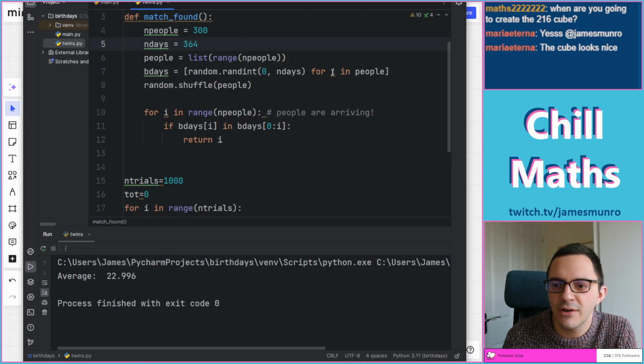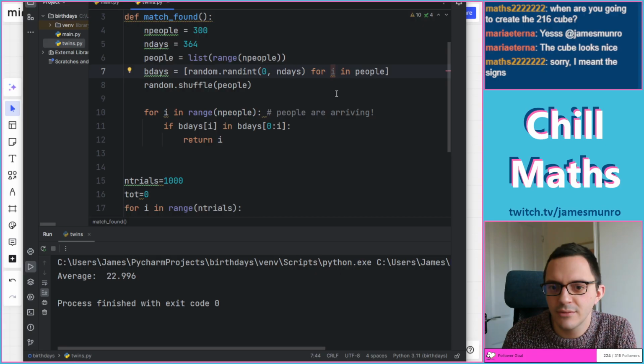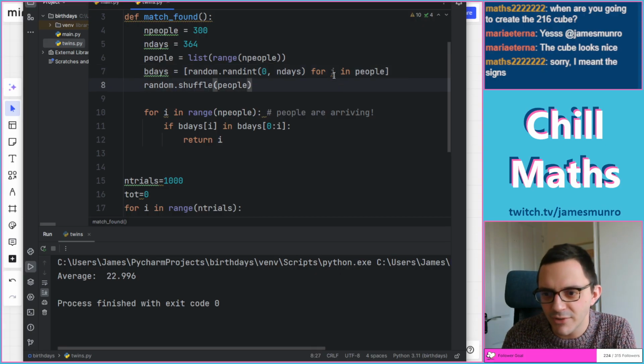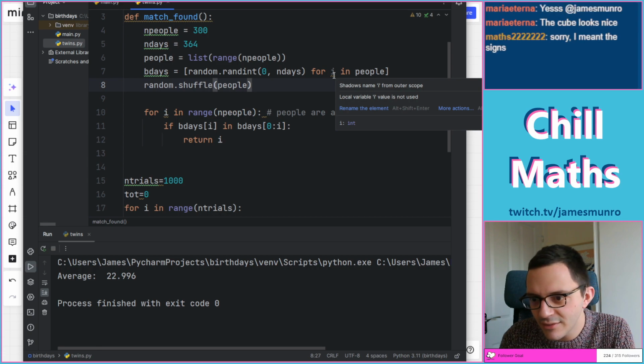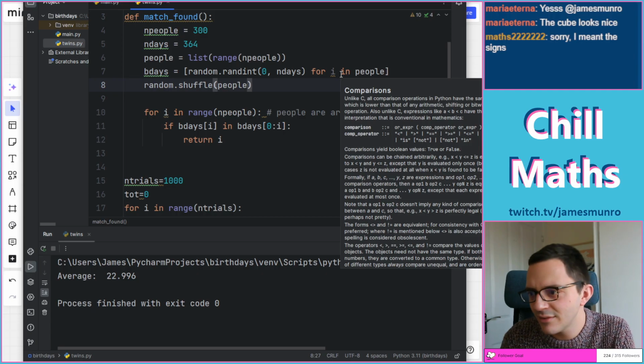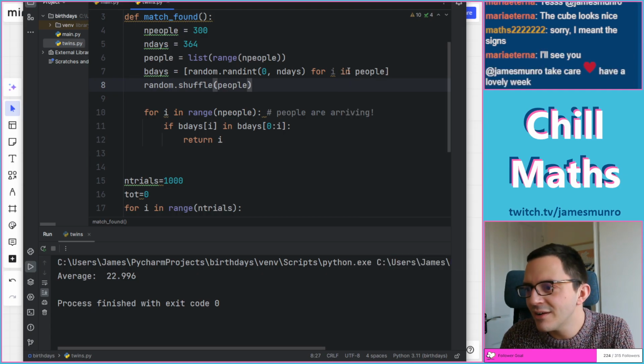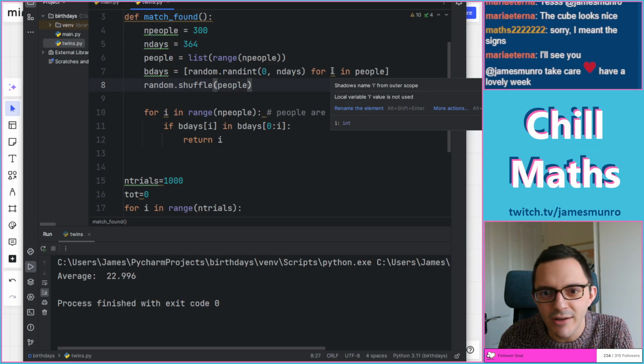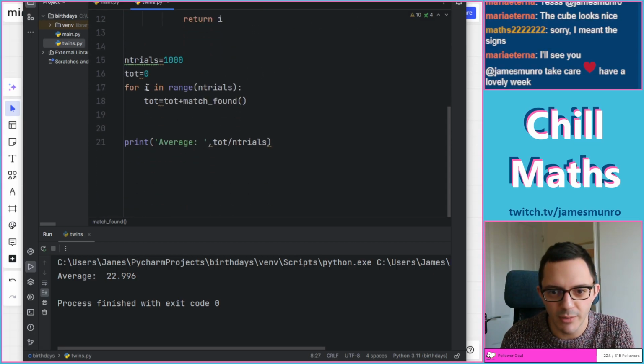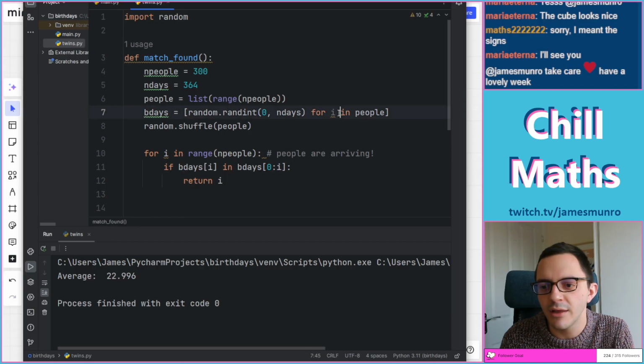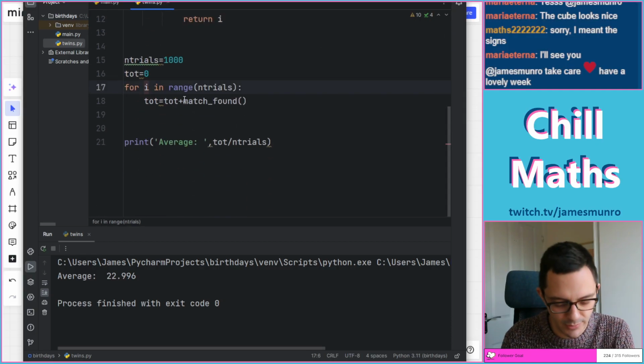Why is this safe for iron people? That can't be right. Doesn't look good, does it? Local variable I is not used. What was I supposed to do? I was supposed to do something else, maybe. So like, what does this say? Shadow's name I from outer scope. Oh, right, okay. It's warning me that I have an I over here. And that I use I for all of my loops or something. So I should be doing this much better.